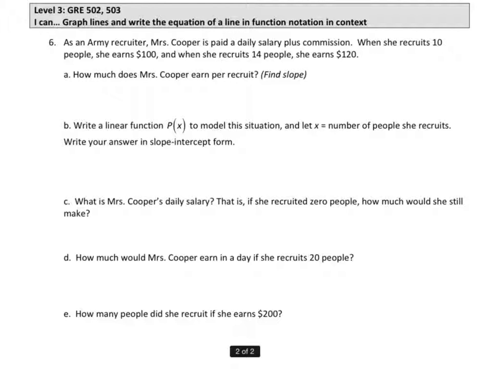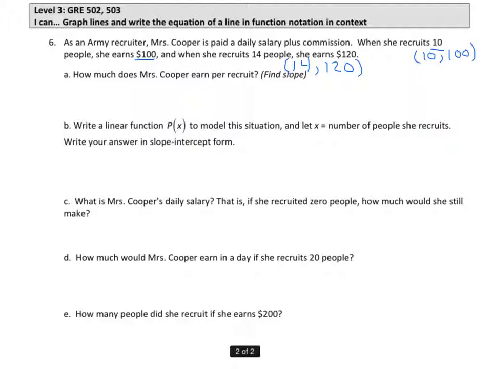What we need to pick out of this is that we actually are given 2 points. 10 people earns her $100. We can think of that as an XY pair, 10, comma, 100, where X represents people and 100 represents how much she earns. And then we also get that 14 people earns her $120. That's another ordered pair, another XY pair.